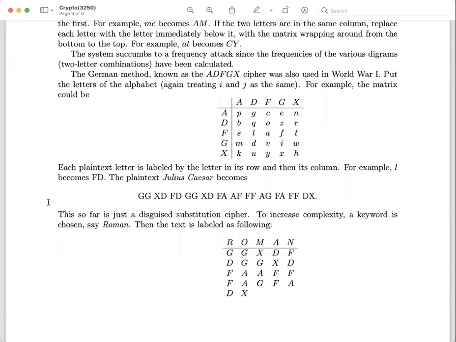So each of these really is just a substitution cipher so far. And then you take a keyword, you write down these letters that you had, so G, G, X, D, F, D, G, G, X, D. And then with the keyword, you put the letters of the keyword in alphabetical order.